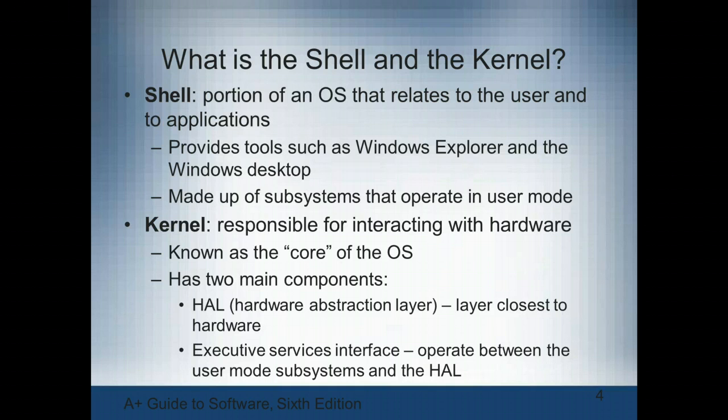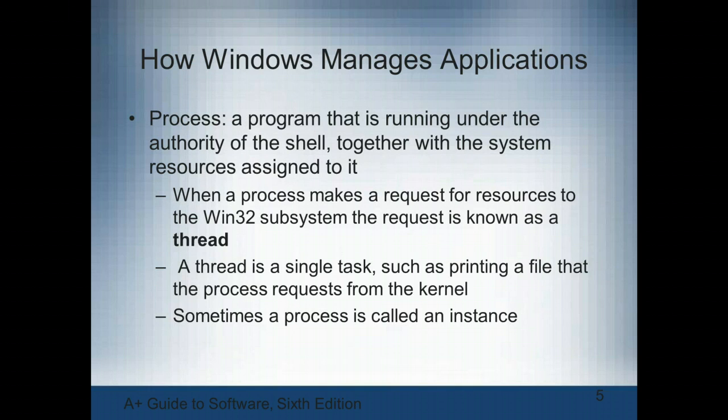And then we have the executive services, which operate between the user mode, us, and the hardware abstraction layer. The hardware abstraction layer is the one that actually gets access to the hardware. The applications in Windows, ever since Windows 2000, don't get direct access to hardware. Windows 2000 really upset a lot of game writers because they liked to write their programs to the hardware, and it installed this isolation barrier between us and it.